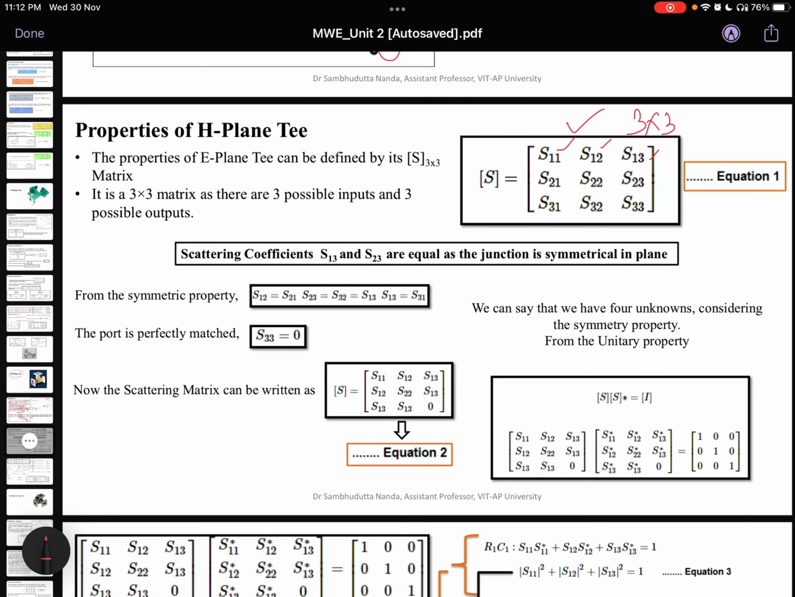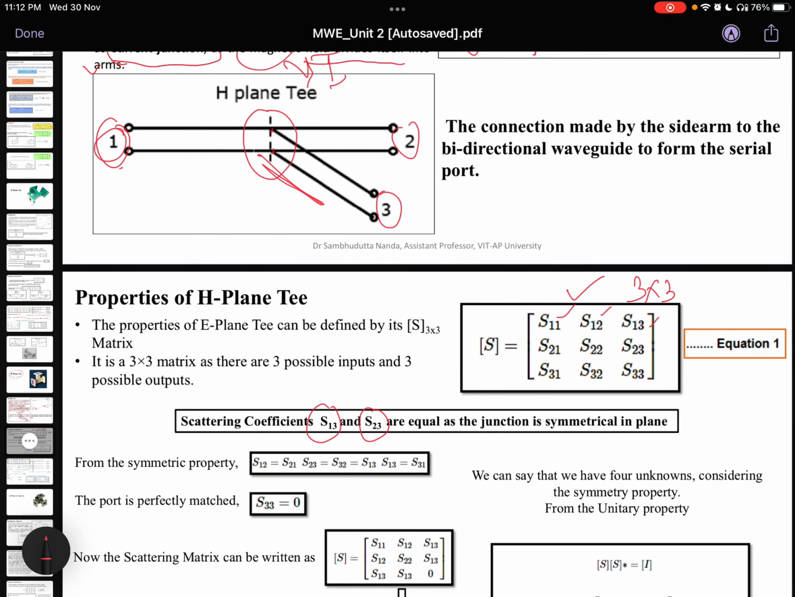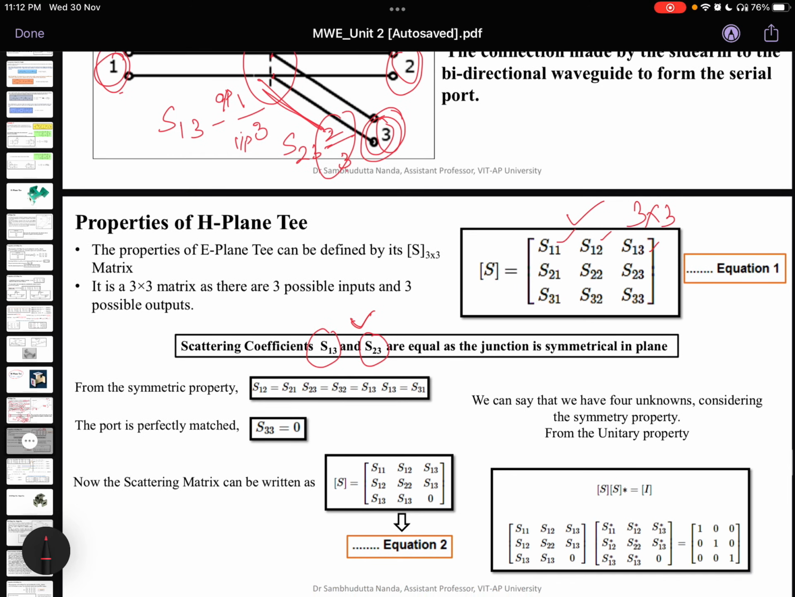The scattering coefficients S13 and S23 are equal. See, S13 and S23 are the relations between these ports, and both are the same, so the values are also going to be the same. S13 means you are giving input at port 3 and taking output at port 1. Similarly, S23 is input at port 3 again and output at port 2. So basically these two ratios are going to be the same, and that is why it is written here that S13 is equal to S23.